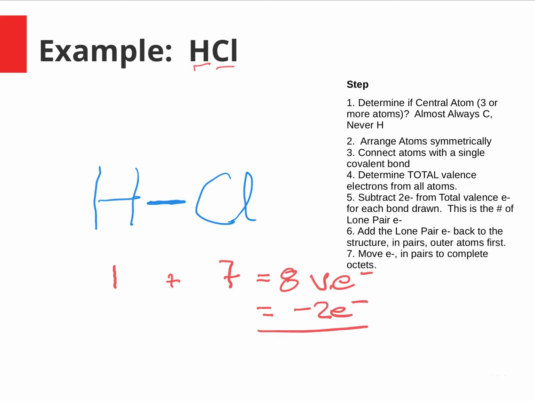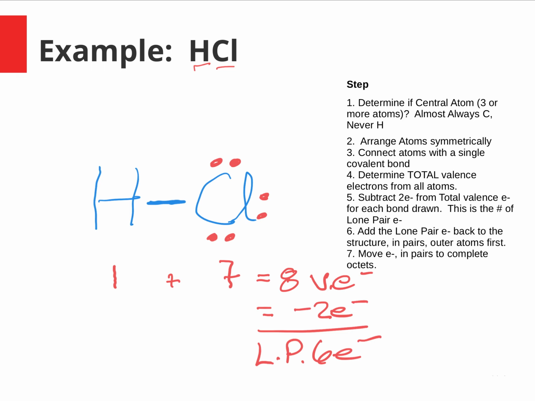And the total electrons that we have to add back on are called our lone pairs, and there are 6 of them. Now the lone pairs get added to the outside atoms first and then the inside atoms. But we don't have any outside atoms because they're both outside atoms. But we do know that we don't add any to hydrogen. So we have to add all 6 to chlorine. So let's put them all on. 1, 2, 3, 4, 5, 6.